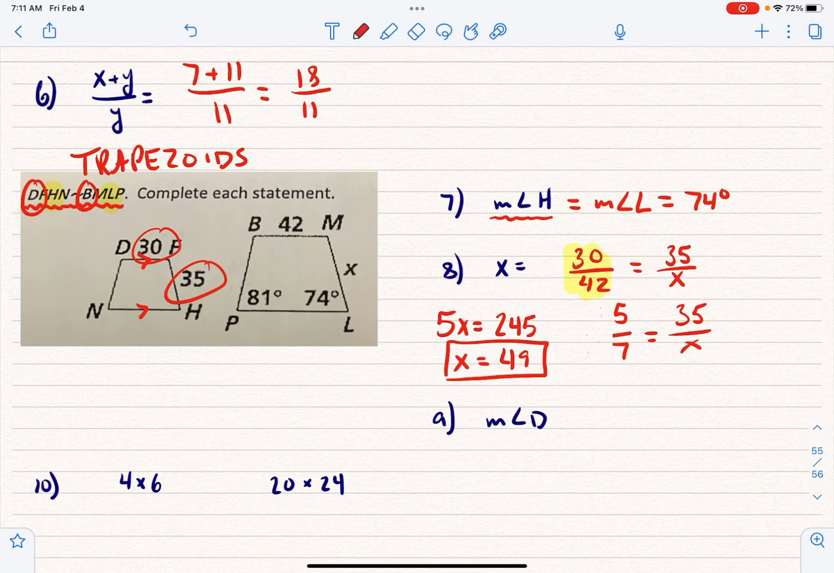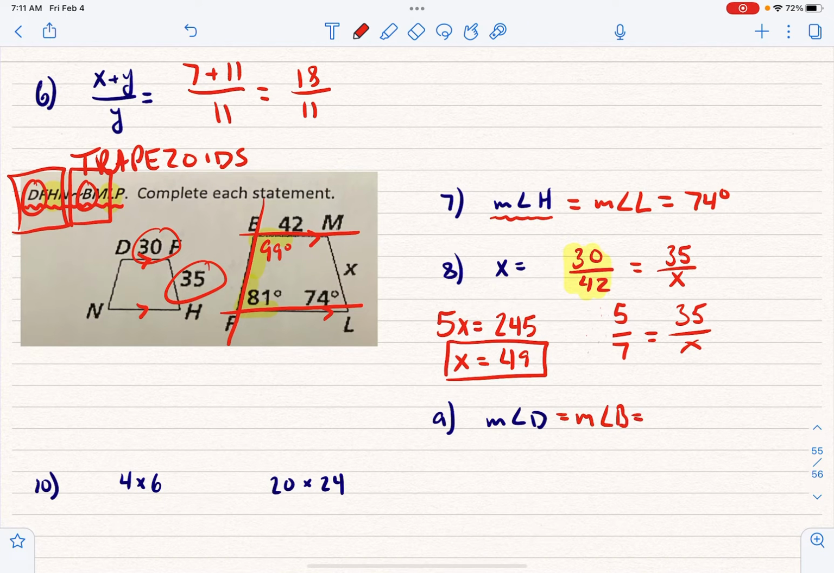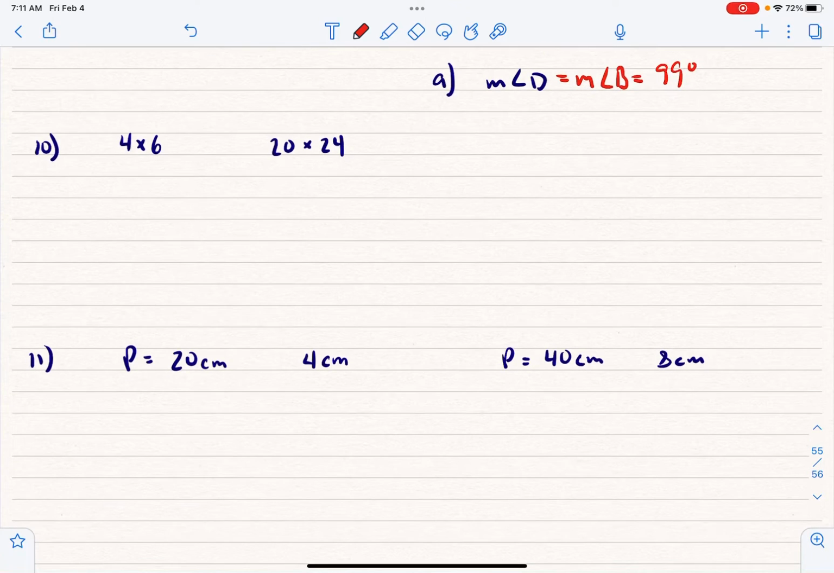Because this side is parallel to this side is parallel to this side, these two angles right here and here are same side interior angles, so they must be supplementary. So that means if that one's 81, then this one up here must be 99 degrees. And B is the same size as D. So the measure of angle D is equal to the measure of angle B, which is 99 degrees. All right, two problems to go.